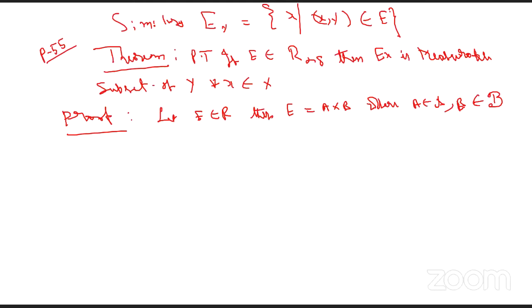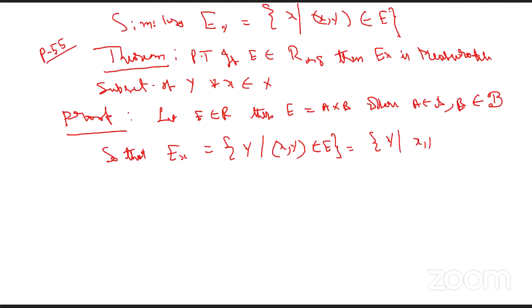So that E of x equals the set of y such that (x, y) belongs to E, which equals the set of y such that (x, y) belongs to A cross B.